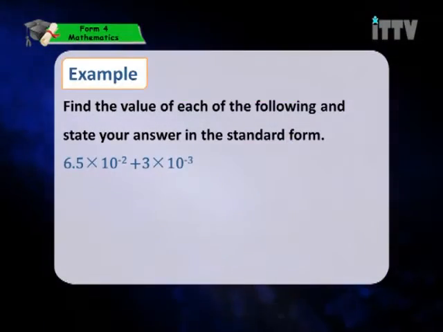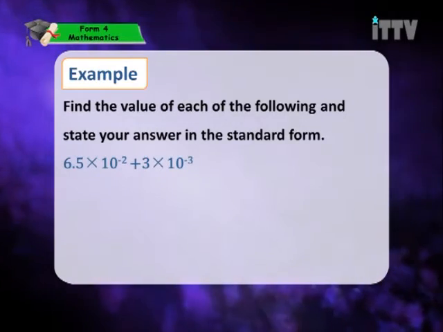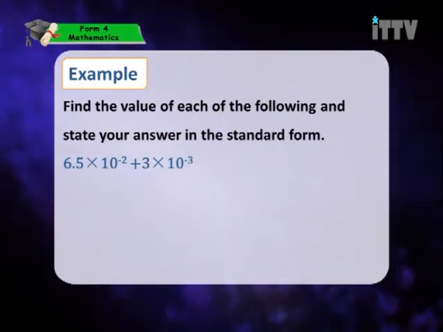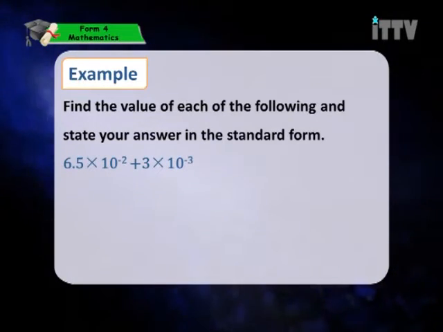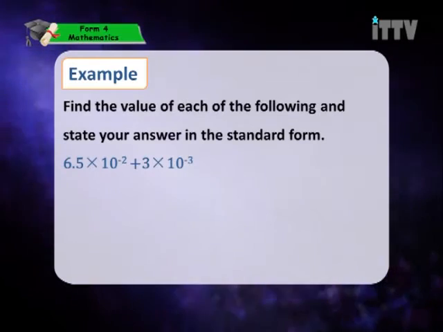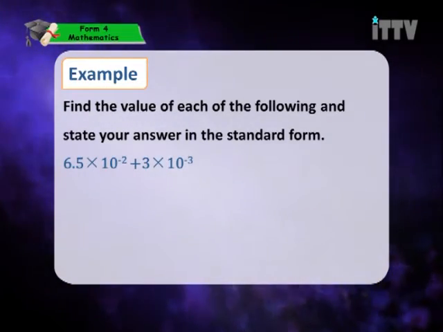Alright, now let's look at our first example where we'll do it together. Find the value of each of the following and state your answer in standard form. Here we have 6.5 times 10 to the power of negative 2 plus 3 times 10 to the power of negative 3. Now let's do this together.